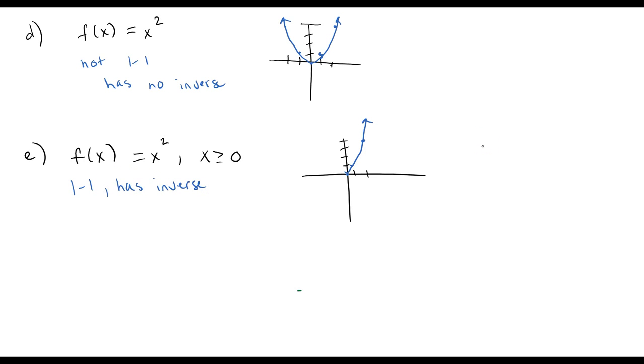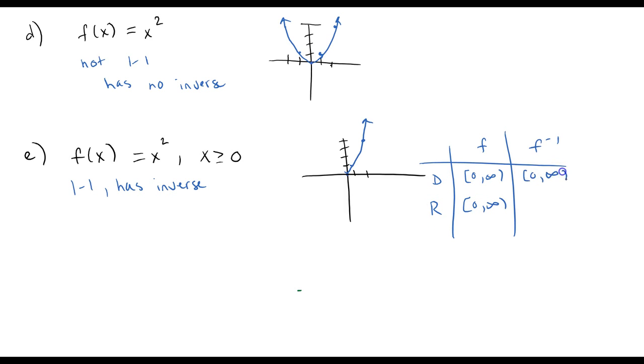It's worth talking about the domain and the range, because the domain here is going to be from 0 to infinity. The range is also from 0 to infinity. So those are going to swap places. So our domain is also going to have to be 0 to infinity for our inverse.